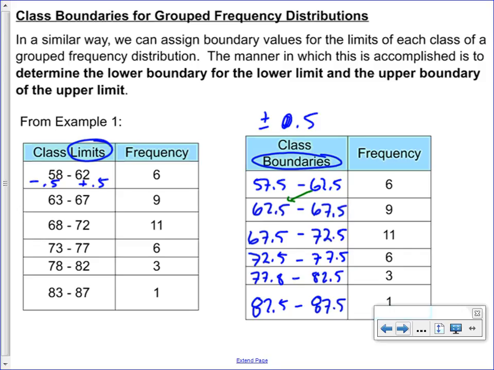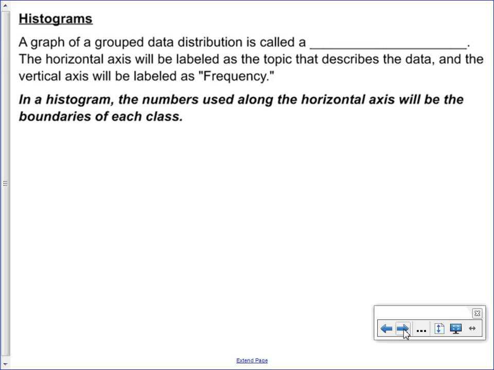Alright, I'm going to skip over example 4 real quick. Just go over the histogram. The graph of a grouped frequency distribution is called a histogram. In a histogram, you use the boundaries to graph it, so that way everything is connected. So it's kind of like a Pareto chart, but this time we don't care if it's ascending or descending order. It just is what it is.